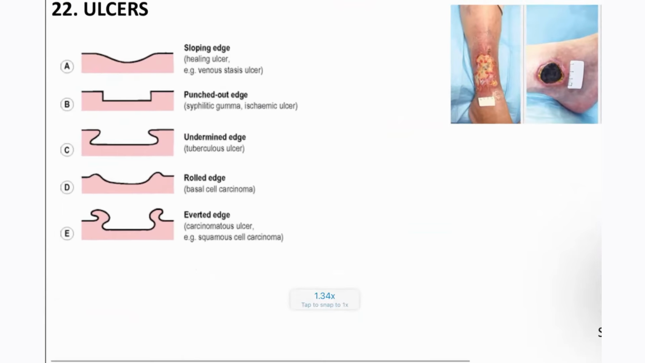Next, moving on to ulcerations, types of ulcers. Here you can see the sloping edge seen in healing ulcers, punched out edges seen in syphilis, undermined edges seen in tuberculosis, rolled edges seen in basal cell carcinoma, and everted edges seen in squamous cell carcinoma. These are the types of ulcers that you are going to see.